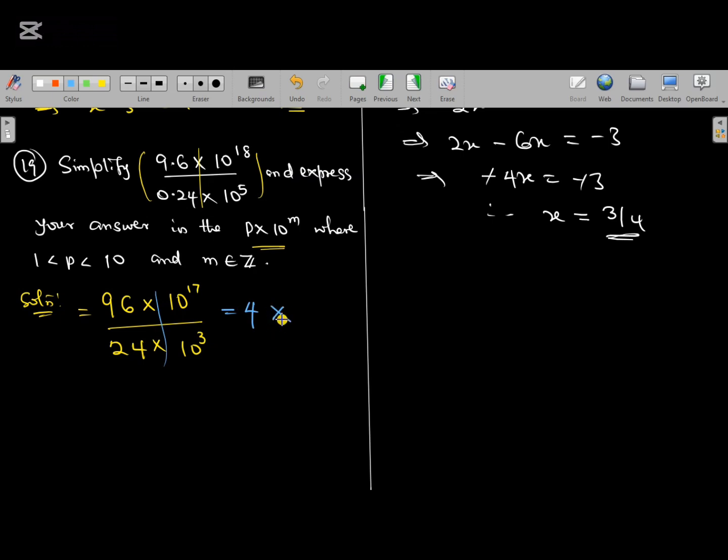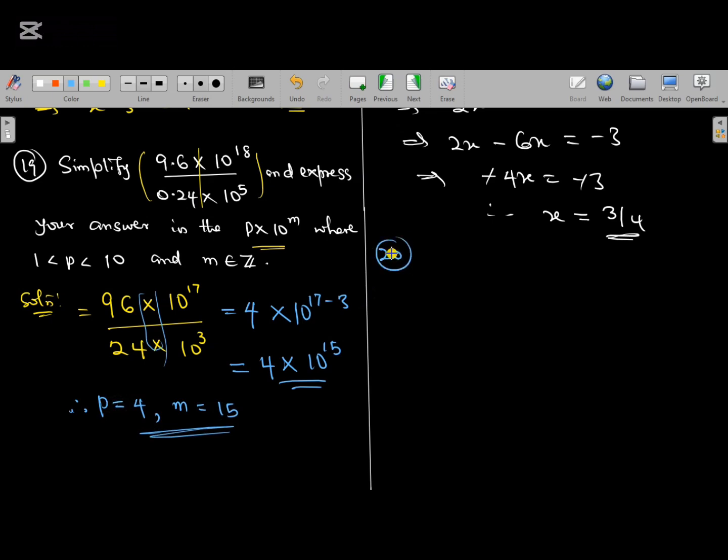So you now bring multiplication, that's from here. Then you will now do this one, 10 to the power of 17 minus 3. And so your solution is 4 times 10 to the power of 15. So assuming that they asked you to get your P and your M, it means that our P is 4 and our M is 15, okay? And that is for 19. So we move to number 20.